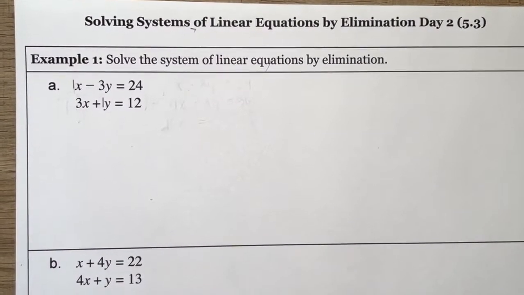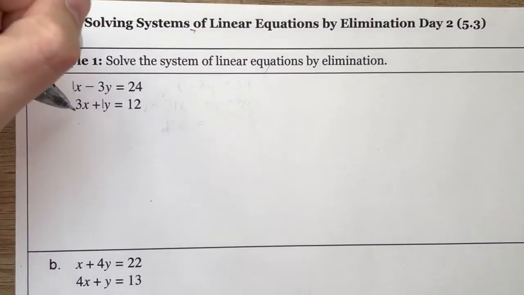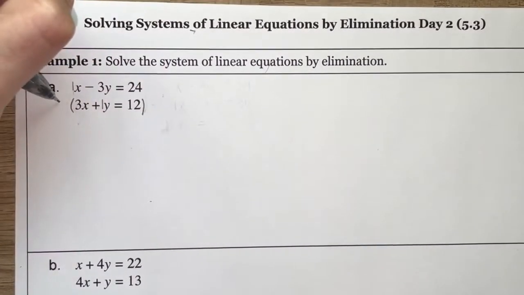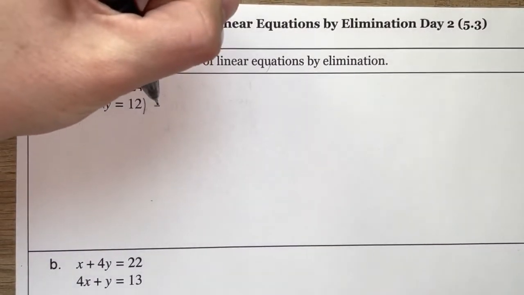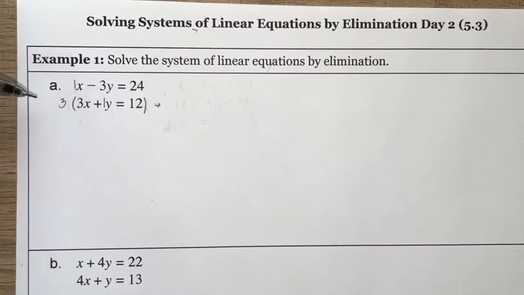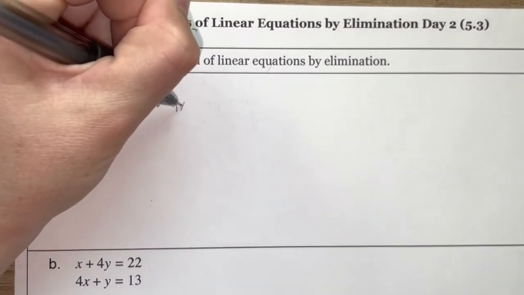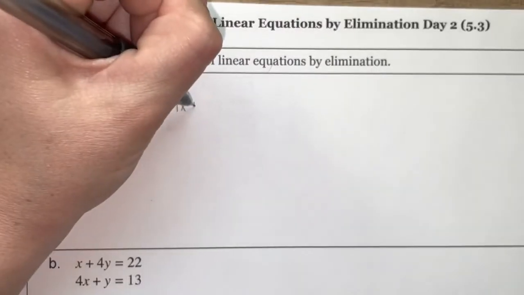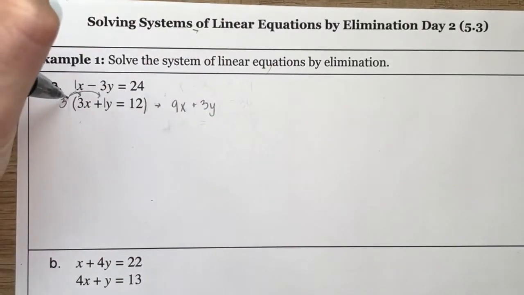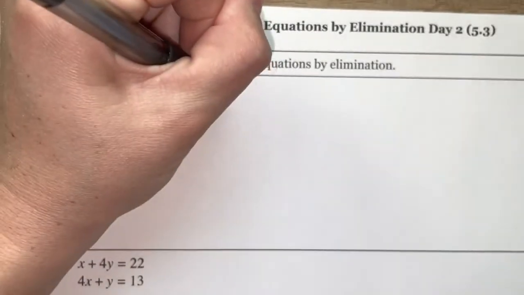So I can't just change it. I have to make sure the equation stays the same value. So in order to do that, I'm going to take this whole second equation and multiply the whole thing by 3. Because if I do the same operation to every part of the equation, it doesn't change the actual value of the equation. So when we do that, we're going to distribute the 3 in. So 3 times 3x, that's 9x. And then 3 times 1y, that becomes positive 3y. And then 3 times 12, we have to go all the way across the equal sign, is 36.